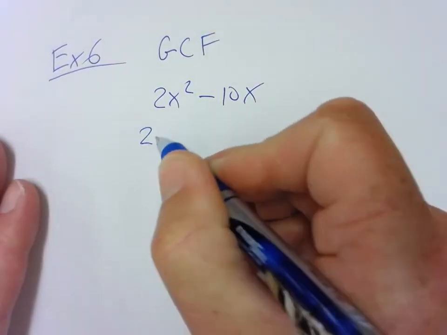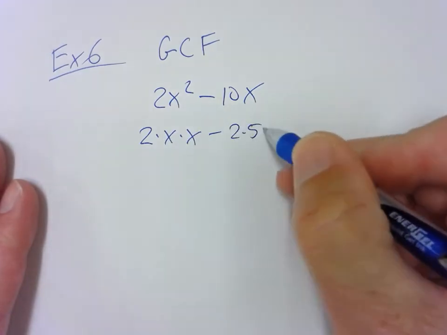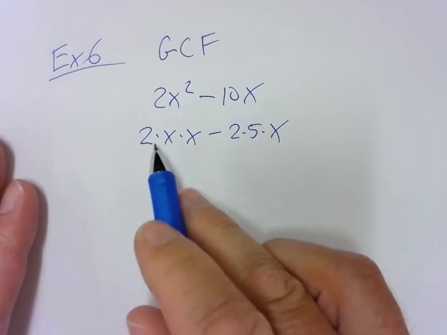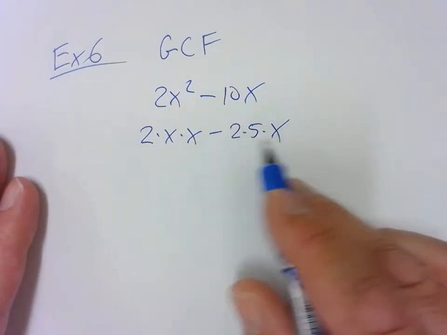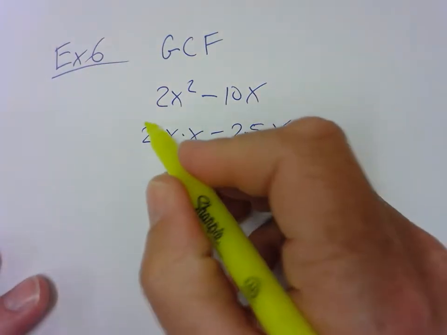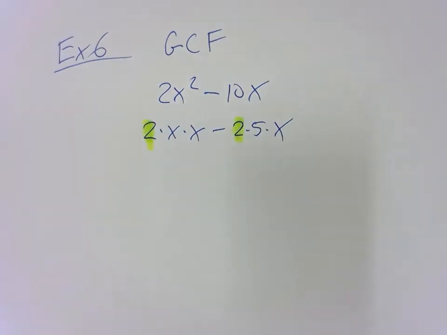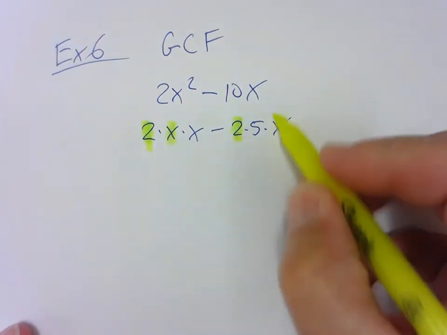So this is 2 times x minus 2 times 5 times x. So x times x is x squared times the 2, which is 2x squared. 2 times 5 is 10, and then an x. And then you can literally see what's in common. So I'll get out a highlighter here, and you're like, oh, 2 is in common. It's a common factor. And then that's not the greatest common factor because there's also an x in common.